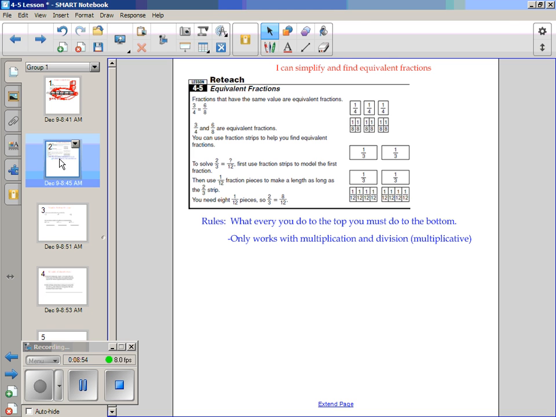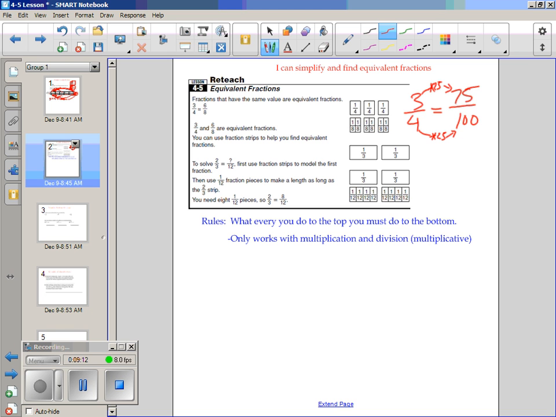In fact, I can prove that 3/4 equals 75/100 because we do 4 times 25 and we do 3 times 25, and there we go, 75/100ths. There's the exact decimal number. Okay?